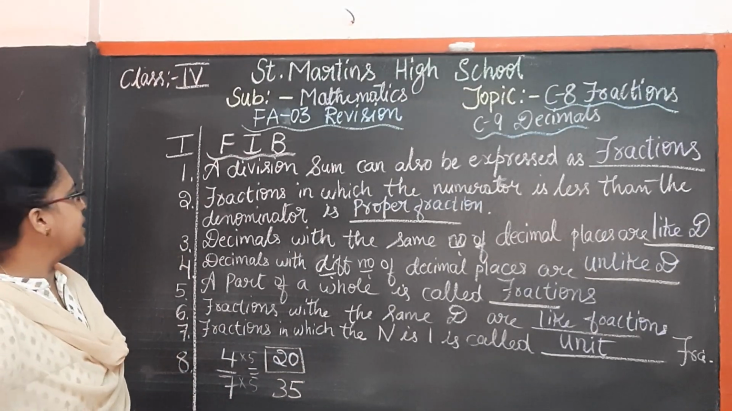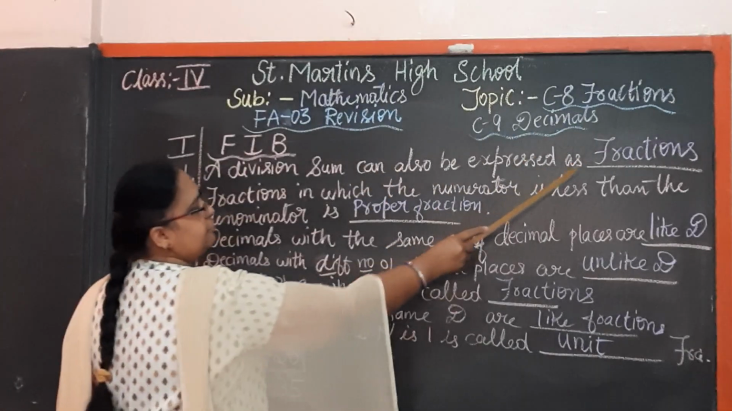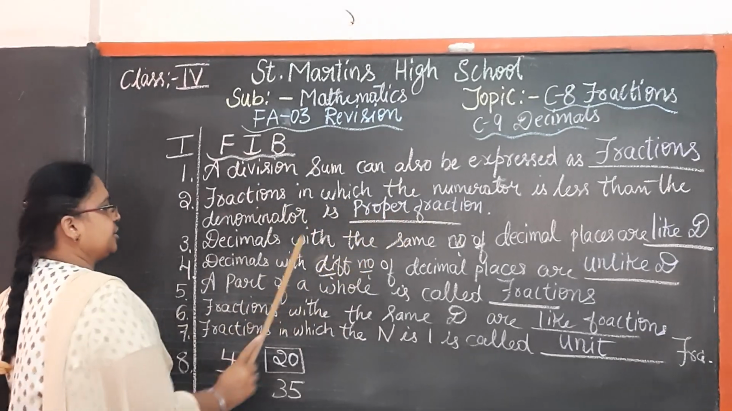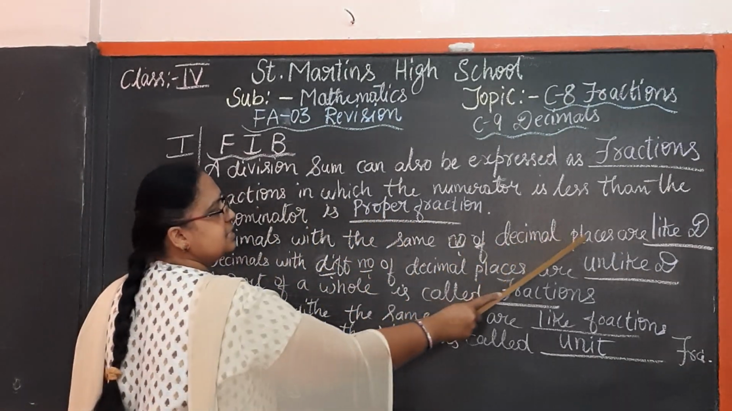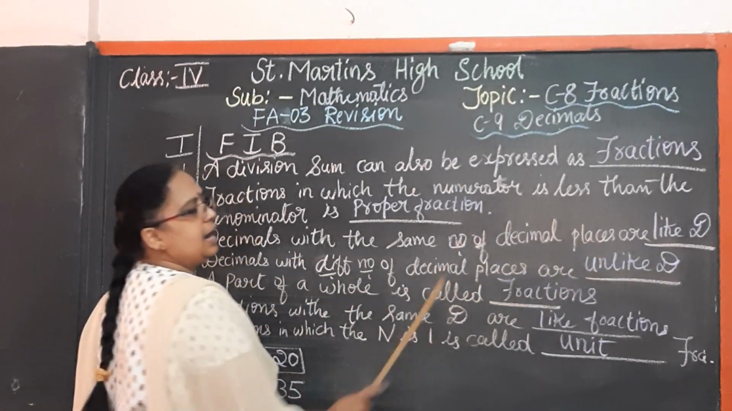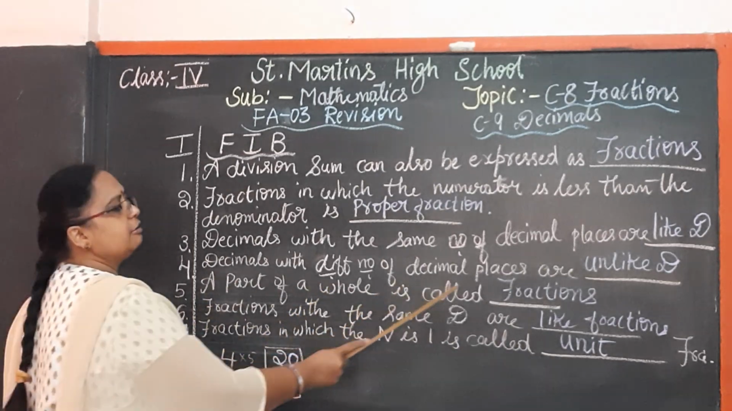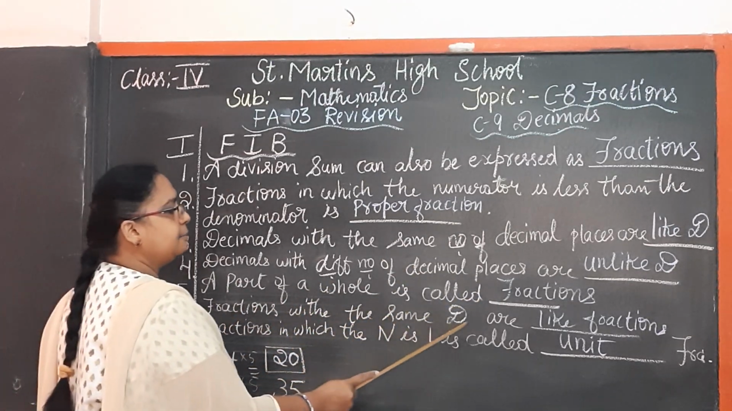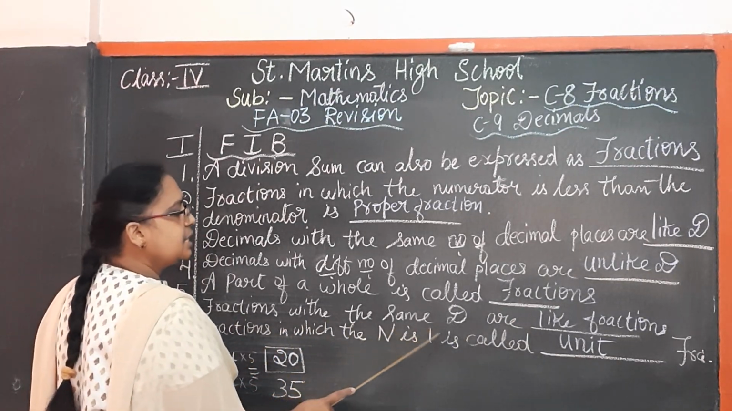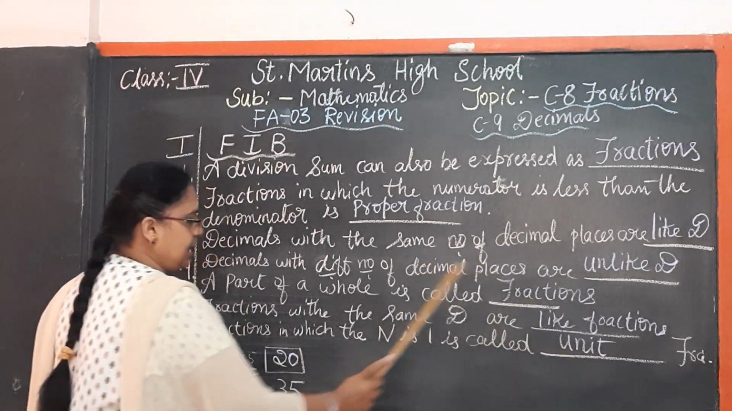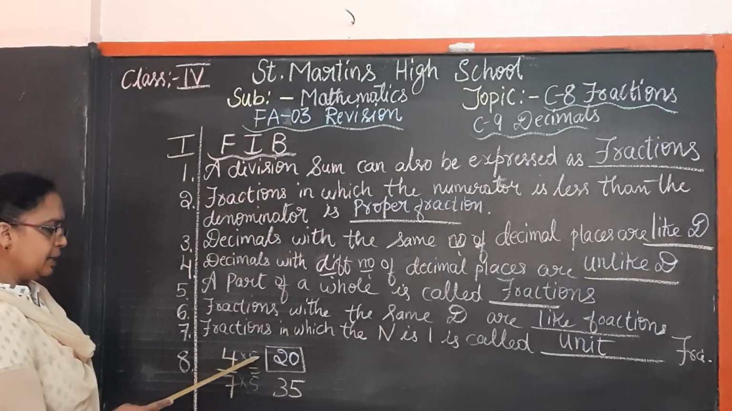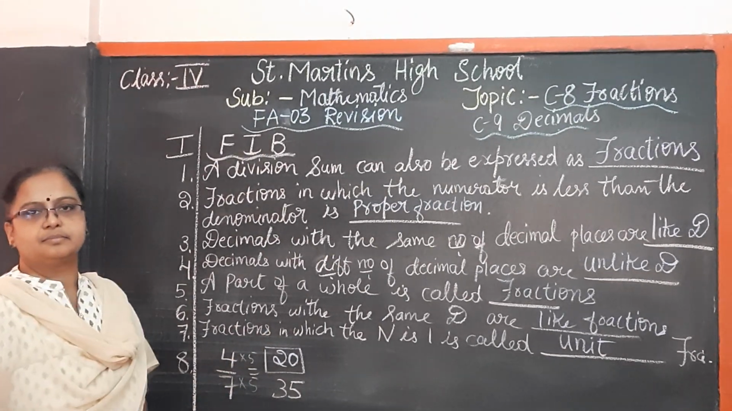Yes, children. Shall we repeat this again? A division sum can also be expressed as fractions. Fractions in which the numerator is less than the denominator are proper fractions. Decimals with the same number of decimal places are called like decimals. Decimals with different number of decimal places are called unlike decimals. A part of a whole is called a fraction. Fractions with the same denominator are like fractions. Fractions in which the numerator is 1 are called unit fractions. Here 7 is multiplied by 5, we get 35. So 4 should be multiplied by 5, we will get 20.